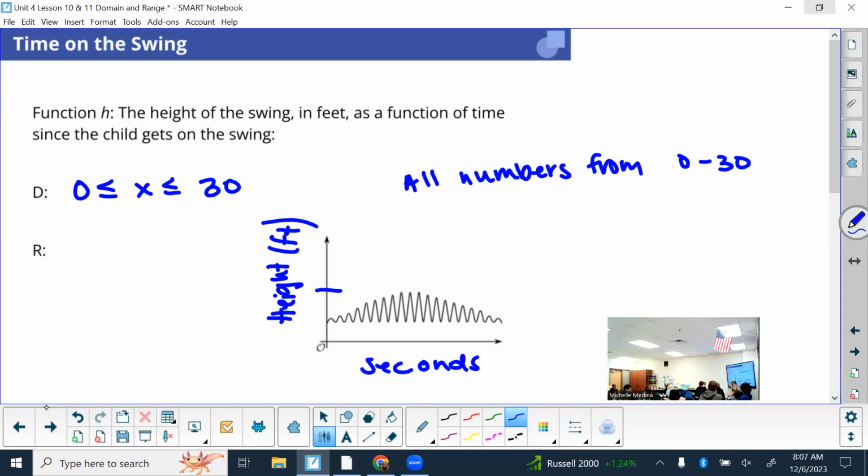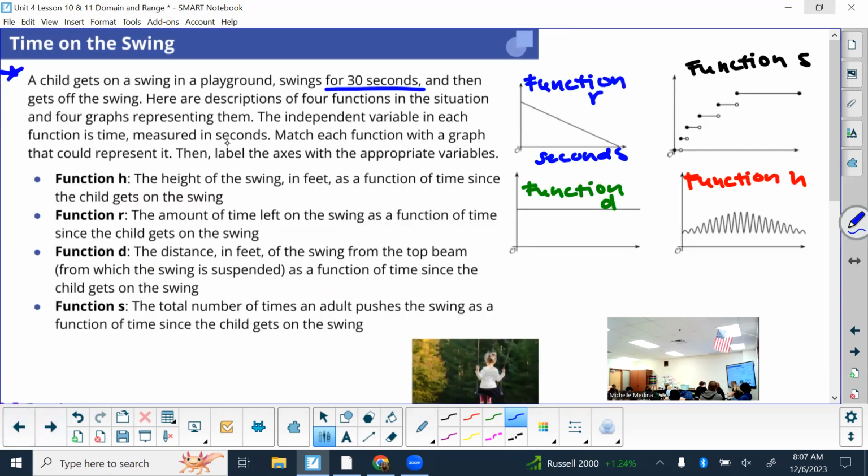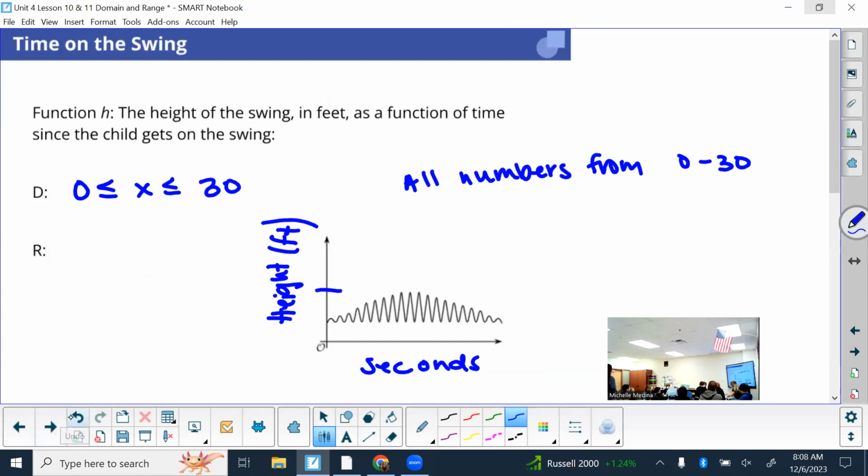Does it actually say? Because I have something written on my paper that seems like it says something. Okay, maybe we're missing some information. But on mine, I have that this starts at 1.5 feet, and that my maximum height is 4 feet. So now with that additional piece of information, how would I write my range?